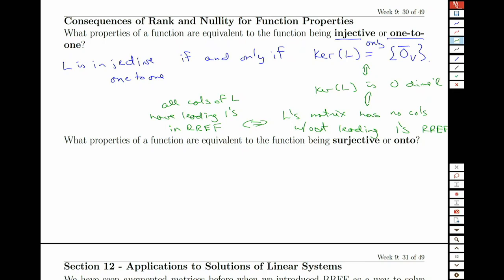All right. If you think back to that earlier example, we had 2 columns. That gave us 2 vectors in the kernel that didn't have leading ones. Oh, well, we're not allowing that. If it's injective, we're done. We have to have every single column has a leading one when we row reduce it.